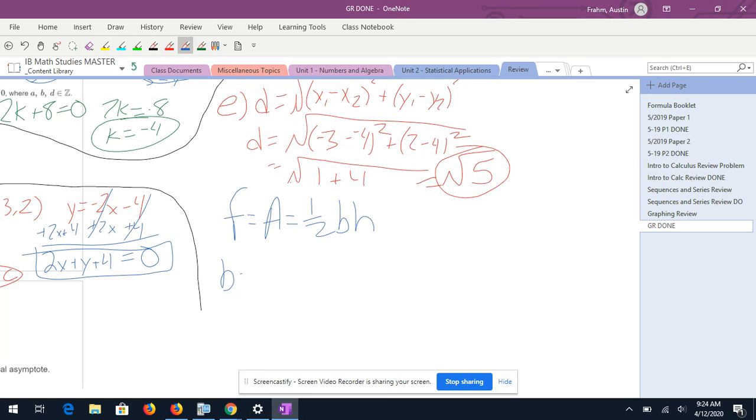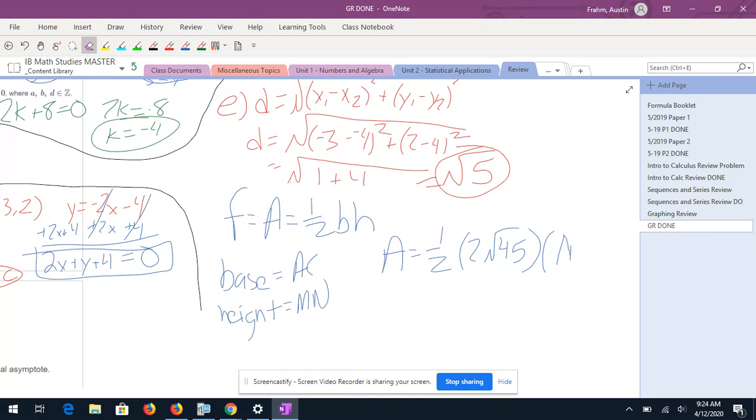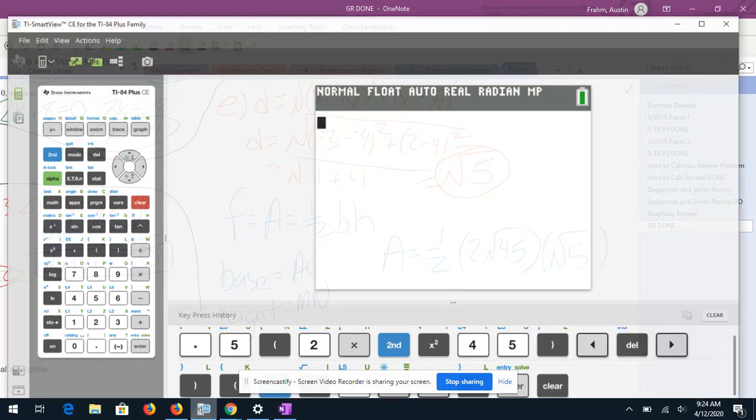And again, the base is the distance from A to C, and the height is the distance from M to N. So our equation is going to be 1/2 times our base, which is 2 times the square root of 45. And then our height is the distance from M to N, which is the square root of 5. So we can type that right into our calculators and see what we get.